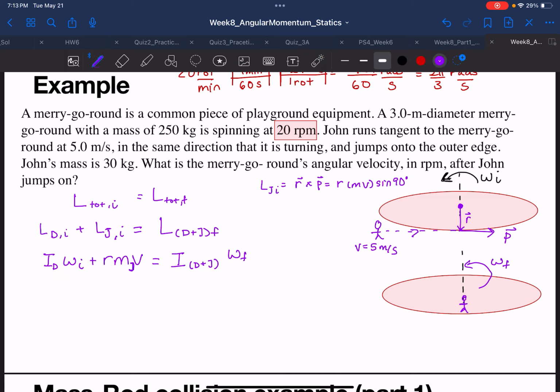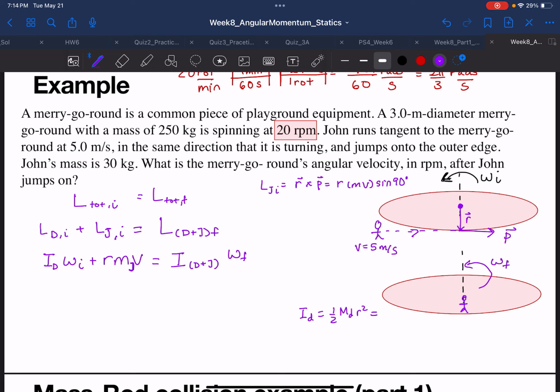So let's work on I disk first. If I have a disk that's rotating about its center, I can look up in my table that the moment of inertia of a disk is 1/2 mr squared. So 1/2 mass of the disk times r squared.